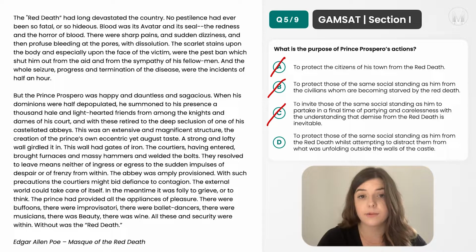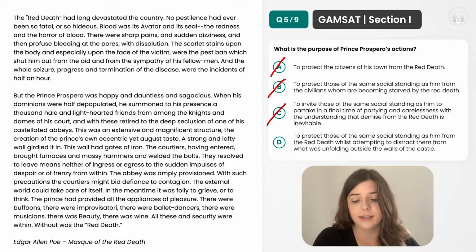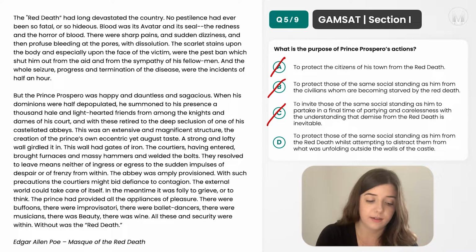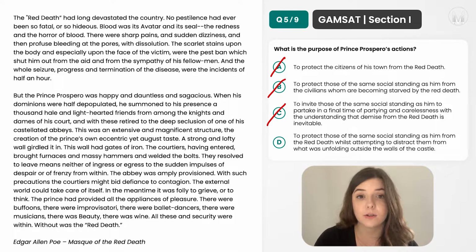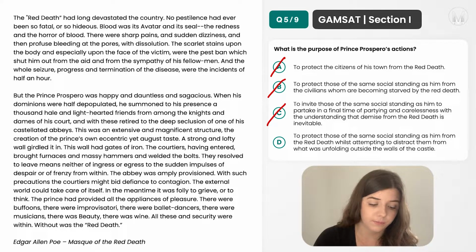So moving on to option D, although this is the only option left, we'll still go through it. To protect those the same social standing as him from the Red Death. So as we've said, he says that he summoned to his presence 1,000 hale and light-hearted friends from among the knights and dames of his court. So these are people of the same social standing, whilst attempting to distract them from what was unfolding outside of the castle walls. And that's exactly what he's doing.